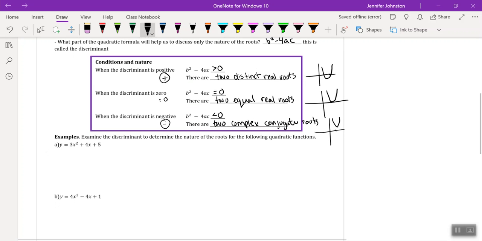All right, so let's check this out. Here it says examine the discriminant to determine the nature of the roots. So we're not looking for the roots. We don't care what the roots are.